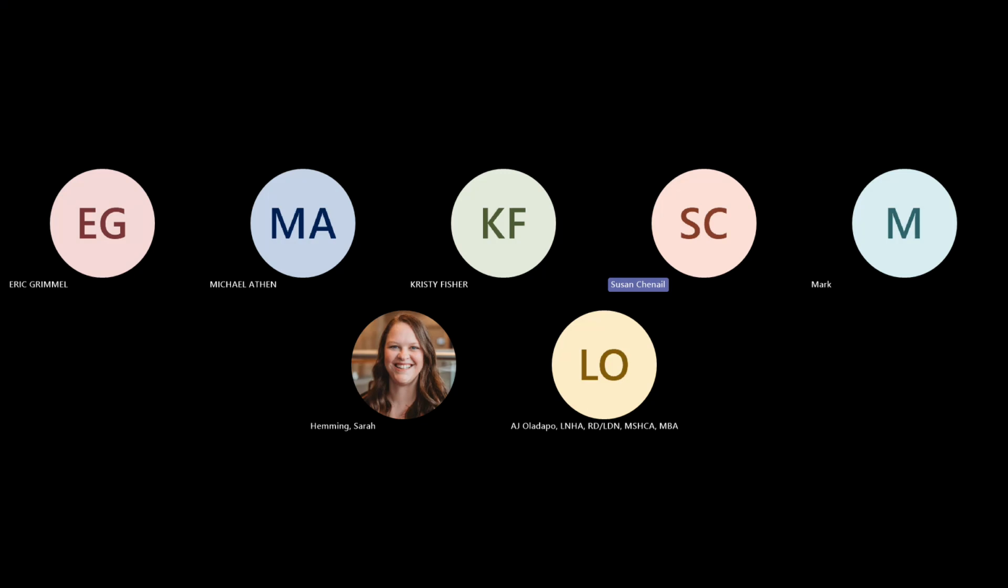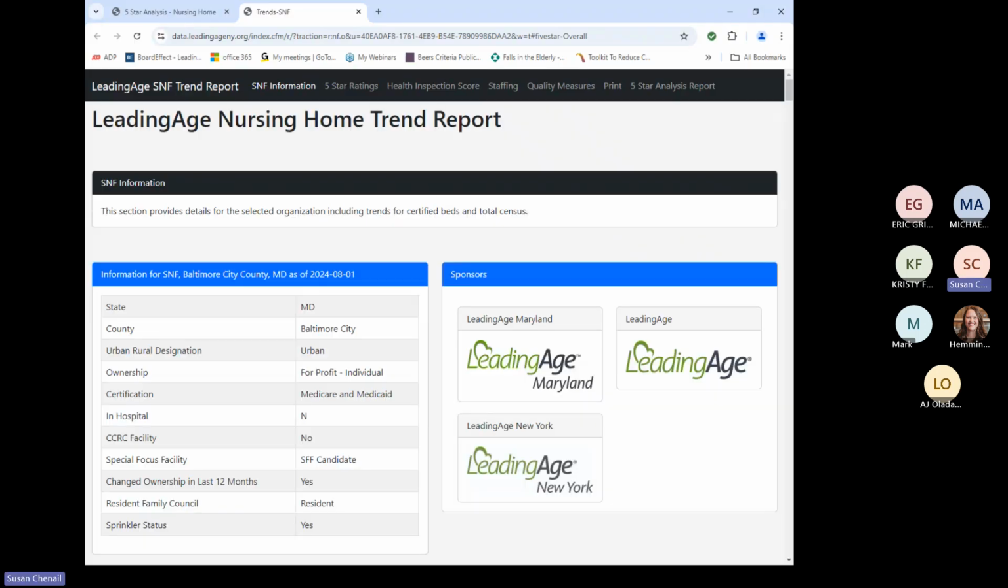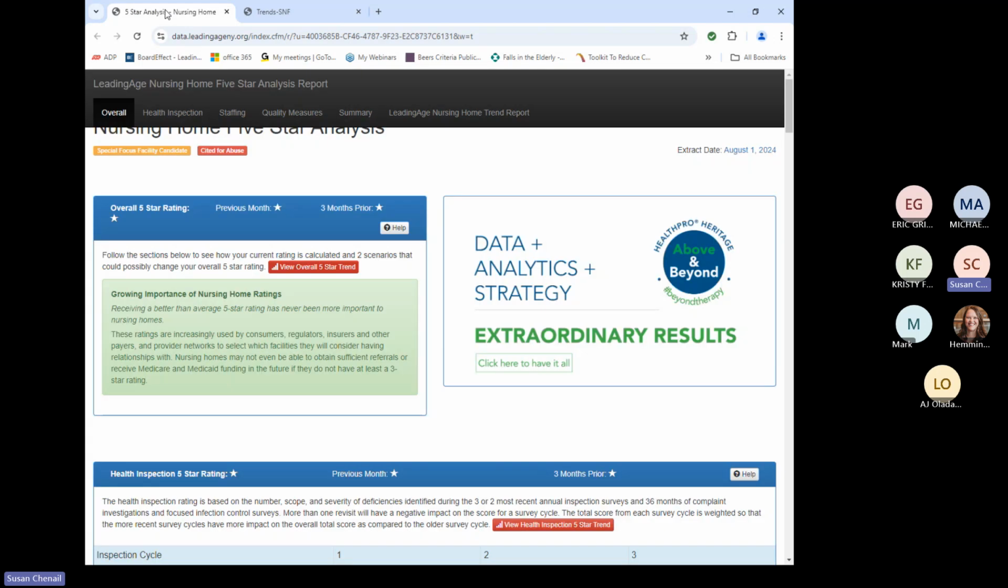Senior Quality Improvement Analyst at Leading Age New York, and I was invited to give an overview of the five-star report. And the first thing I'd like to do is show you the reports so that we're all on the same page. So here is the five-star analysis report, and I picked this one just because it had a lot of interesting details on it. It is anonymous, so nobody has to worry about who I'm showing the five-star analysis to.